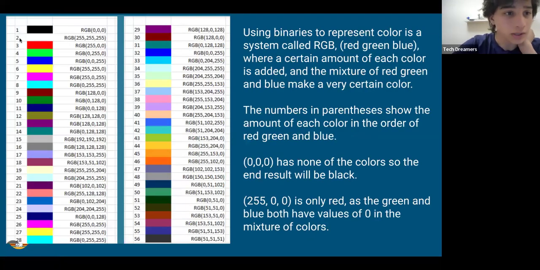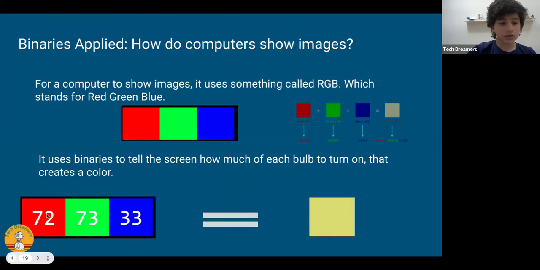As we can see, for example, in the very top left, if we have 0 blue and 0 green and the max 255 of red, that will get us just red. But if we have, for example, number 47, where my mouse is, we have 102, which is quite a bit of red, also quite a bit of green, and even more blue, we get this kind of purplish color. So the 72 here and the 73 and the 33 do not correspond to the color. However, they correspond to how much of that color. Does that make more sense?